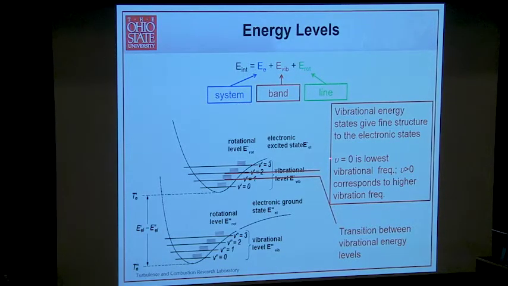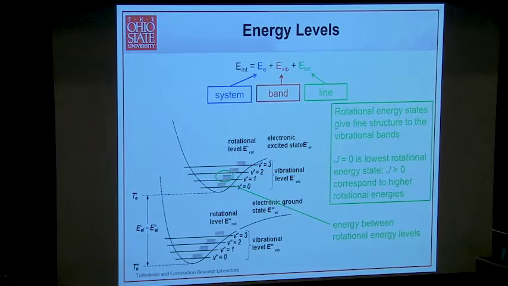We start with nomenclature: V equals 0 is the lowest vibrational frequency, and V greater than 0 corresponds to higher vibrational frequencies. Now, for any given vibrational band, we can have rotational energy states that give the fine structure to the vibrational bands. So again, the vibrational bands are within the electronic structure, and now we have the rotational structure within the vibrational bands. For these, J equal to 0 is the lowest rotational energy state, and J greater than 0 corresponds to higher rotational energy.